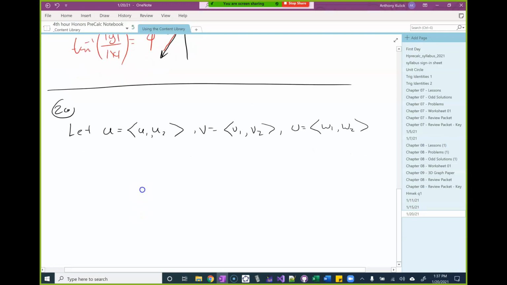Okay. So I'll start by defining U as U1, U2, V as V1, V2, and W as W1, W2, which is just our component form definition of a vector, right? No big deal there.